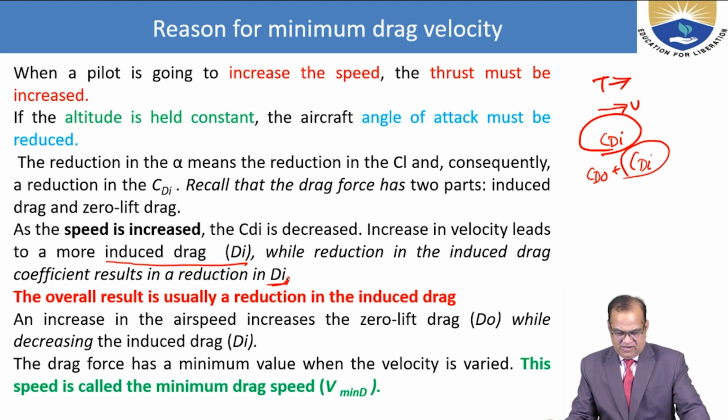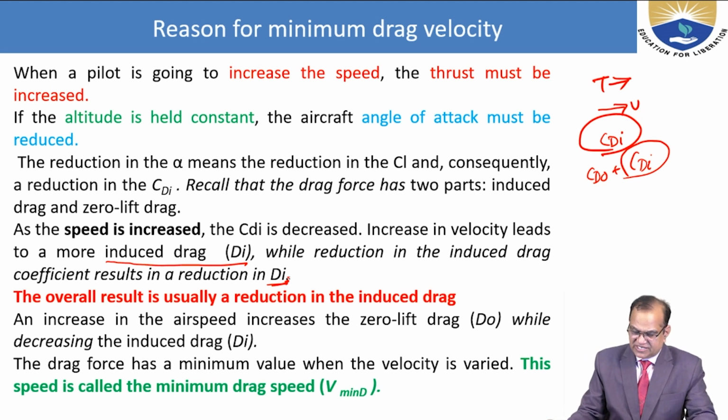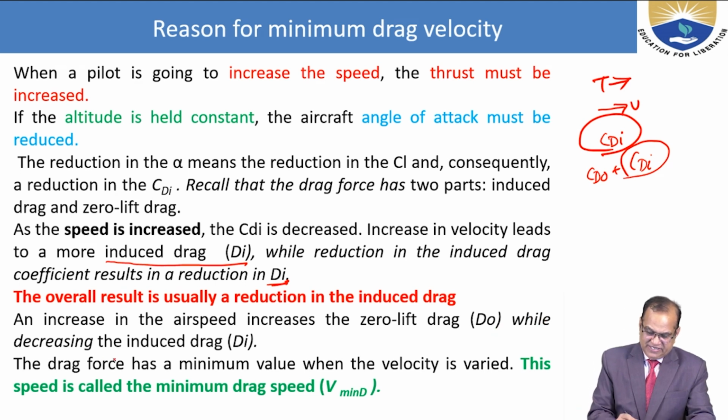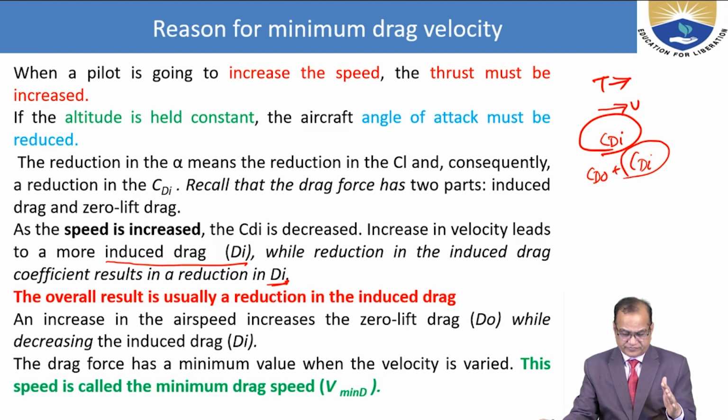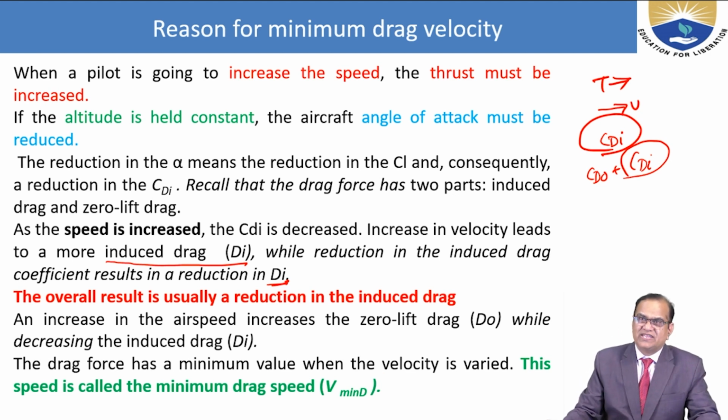The overall result is usually a reduction in the induced drag, and an increase in the air speed increases the zero lift drag D naught, while decreasing the induced drag Di. The drag force has a minimum value when the velocity is varied. This speed is called the minimum drag speed or V minimum drag.